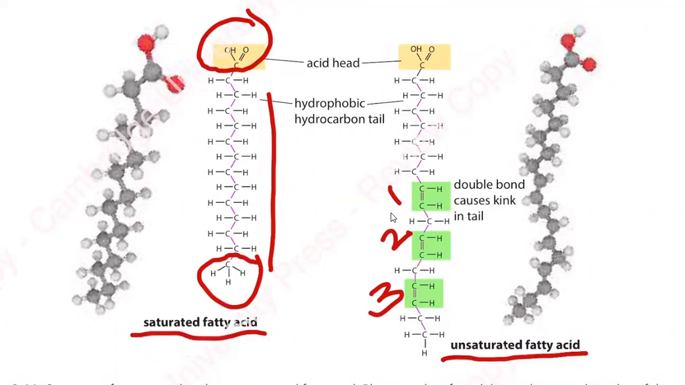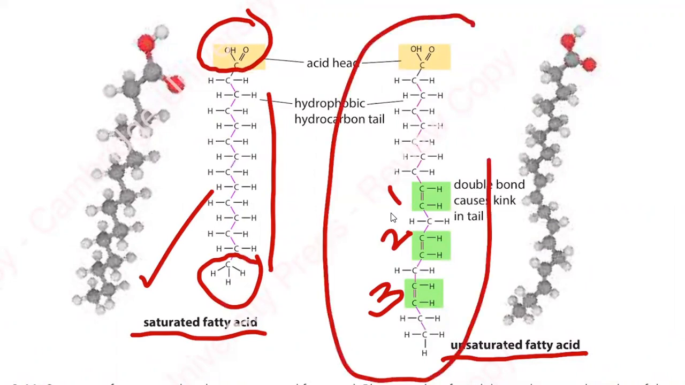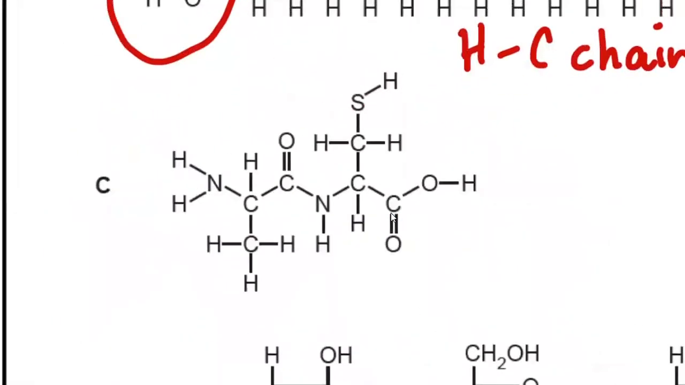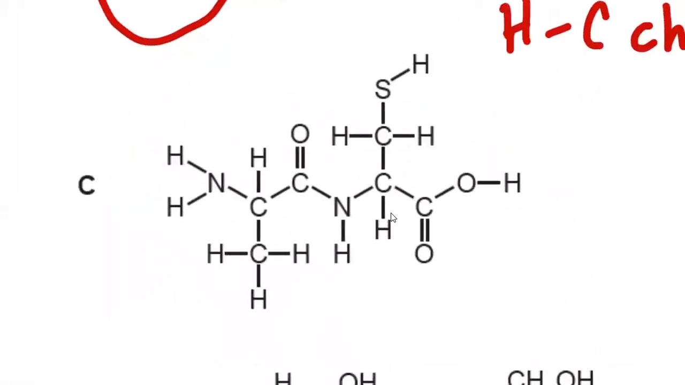The reason we call this fatty acid a saturated one is that it is saturated with hydrogen. It has more hydrogens as compared to this fatty acid. Is that clear? Yes, miss. Right? So let's go back to the questions, and we were here. So this is a saturated fatty acid. What does this look like?